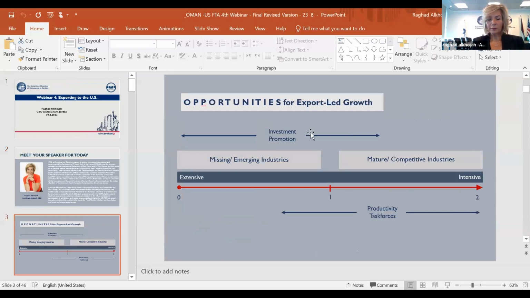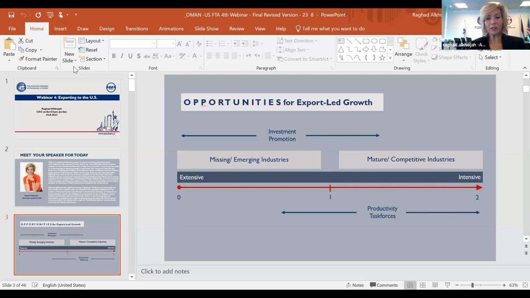We'll start by just looking at different angles for opportunities for export-led growth. When do we get export-led growth? Basically, there's opportunity when there's a missing or emerging industry that there's an appetite for in the market that we're approaching, and there's a capability of venturing into for whatever reasons and whatever advantages that we will come into as we go into this presentation. So if there are missing or emerging industries that there's opportunity in, this is fantastic for export-led growth.